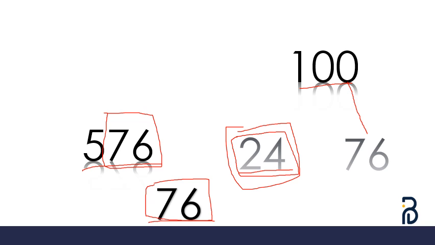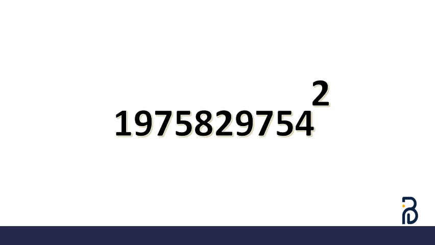Let's see one more example. 1975829754 square. What are the last two digits of 1975829754 square? As I said, we want to find the last two digits of the square, so we will only consider the last two digits of the question. What are the last two digits of the question? It is 54. So I'll find the last two digits of 54 square.